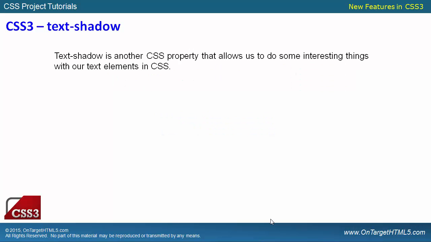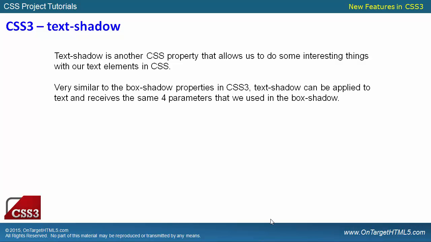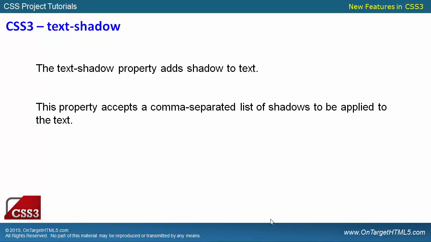In this tutorial we're going to talk about using the text shadow property in CSS. Text shadow is another CSS property that allows us to do some interesting things with our text elements. Very similar to the box shadow property in CSS3, text shadow can be applied to text and receives the same parameters we used in box shadow: the X offset, the Y offset, the blur, and then the color of the shadow itself.